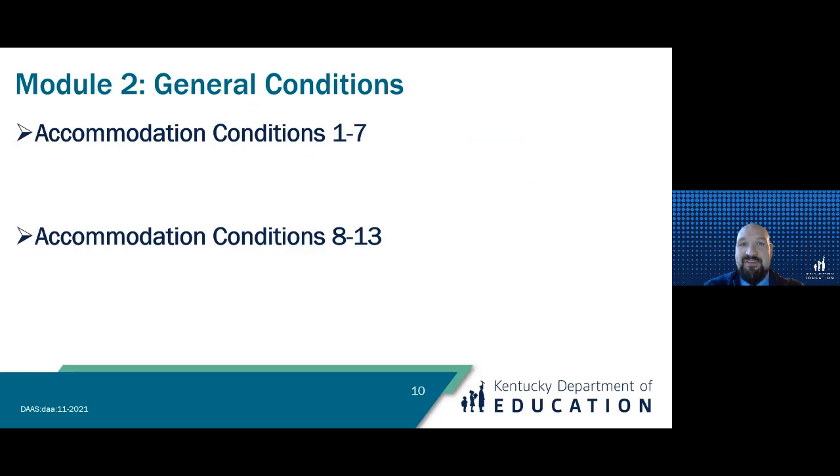Module 2 of this training looks at the various accommodation conditions identified in the Inclusion of Special Populations regulations. There are 13 conditions outlined in this regulation in total. For a comprehensive look at each condition, it would be best to consult the regulation. In this module, we will give a brief overview of each.